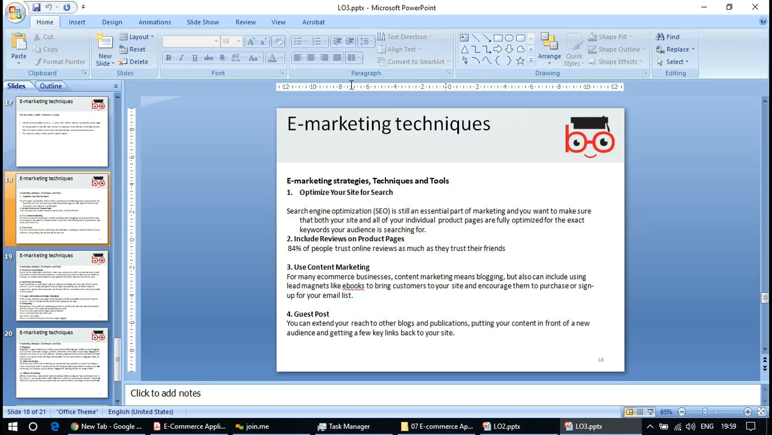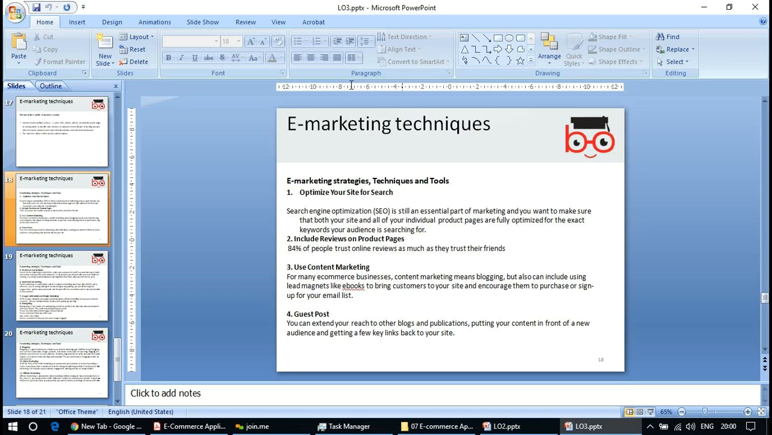Include reviews on product pages. 84% of people trust online reviews. For example, if you are buying a product from Amazon, you would read the customer reviews, and your decision would be based on the reviews, whether you want to buy from the seller or not. Obviously, if the reviews are bad, then you would try to buy a better and more expensive item instead of buying that particular brand.